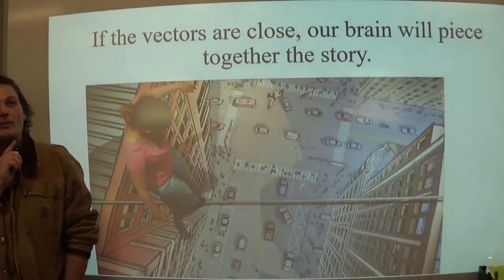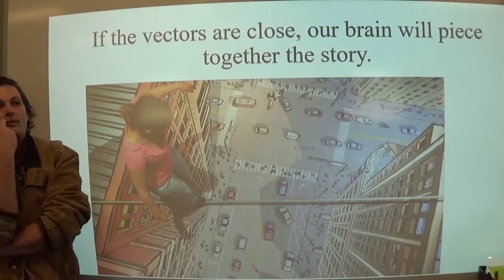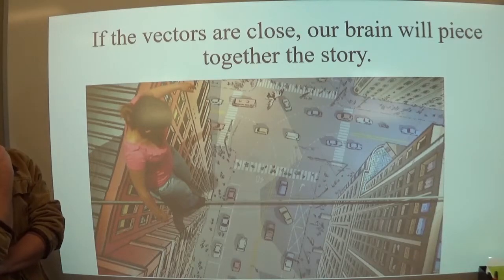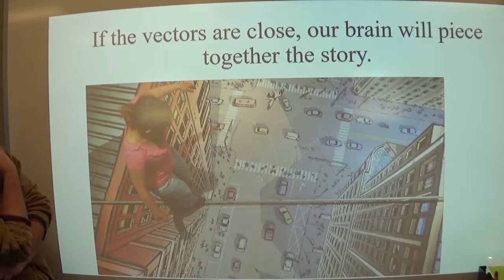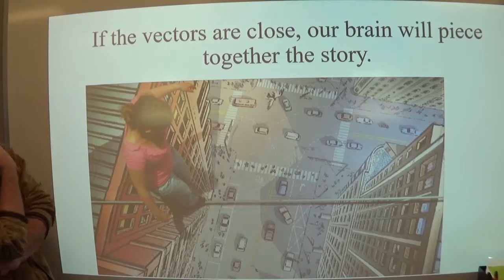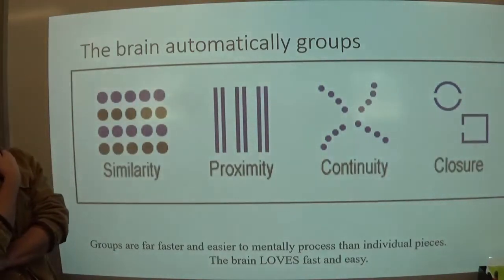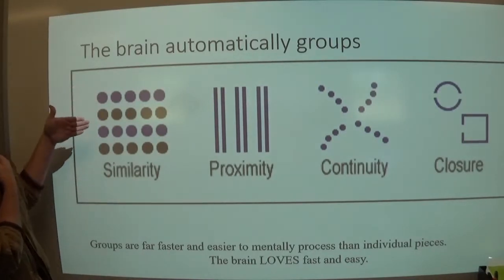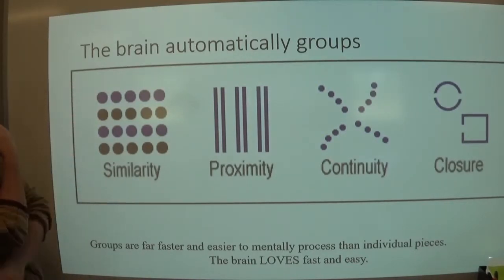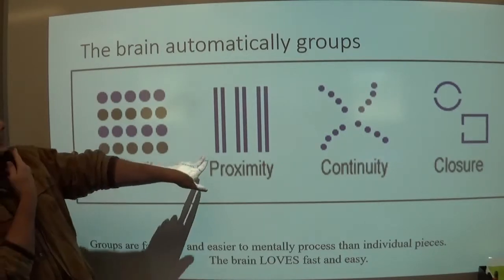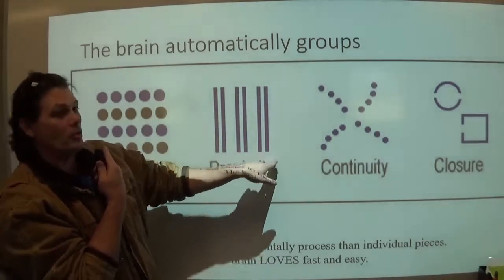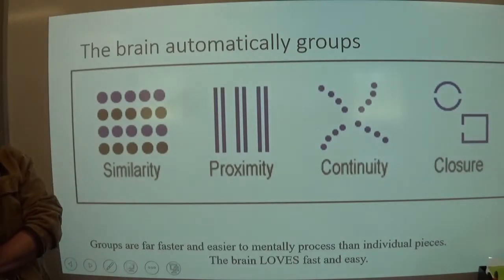If the vectors are close enough, your brain will piece this story together to make it look like she's walking on a tightrope, when really that's just drawing on concrete. She's really in no danger, not in this class. Your brain will automatically create groups and grouping. Because of the colored dots, it'll group those as 4 sets of 4. It will combine the 3 sets of 2 instead of just saying that's 6.